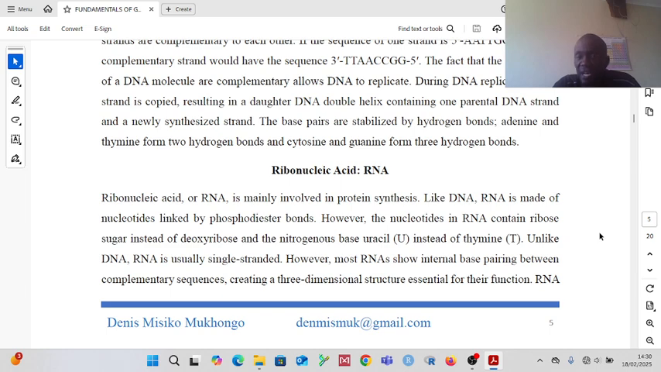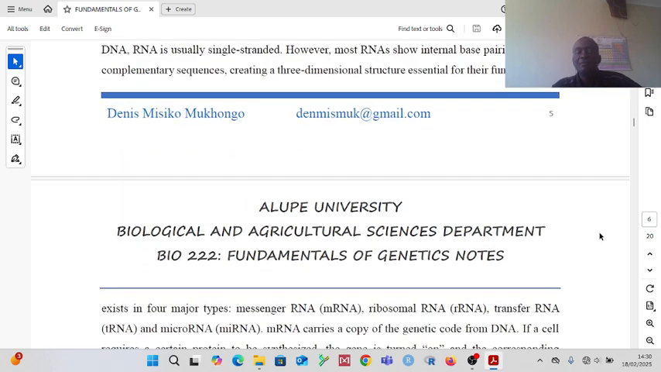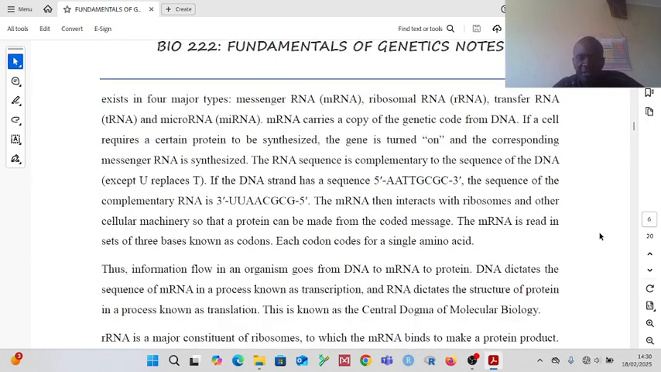Then the other difference is that DNA is double-stranded, but RNA is single-stranded. Okay, so DNA is double-stranded, RNA is single-stranded. So those are some of the differences that we can think of.